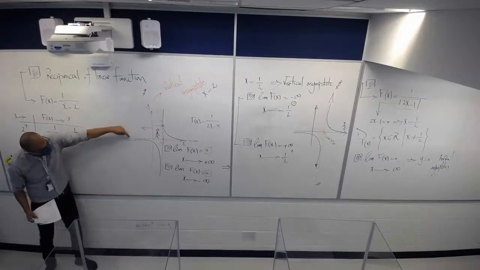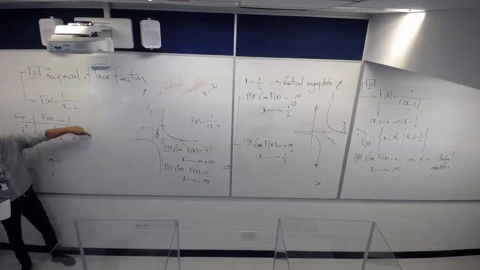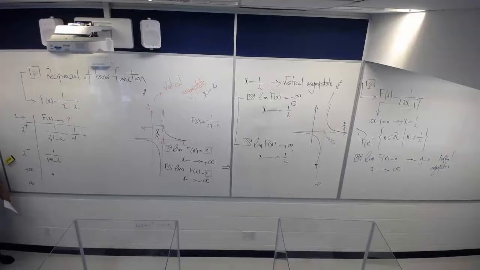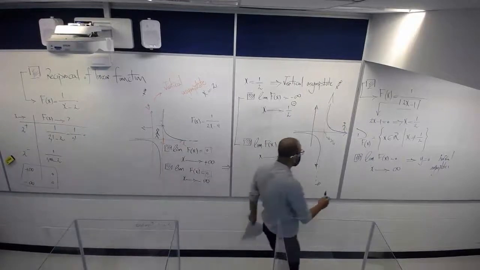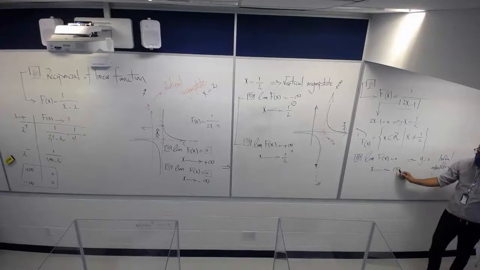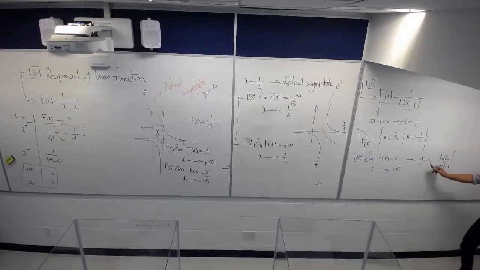X becomes a huge number. Again, what you see over the blue line is always 0. Instead of using this table, we came to show this method: f of x, when x goes to infinity, goes to 0. That's why we say y equals 0 is a horizontal asymptote.